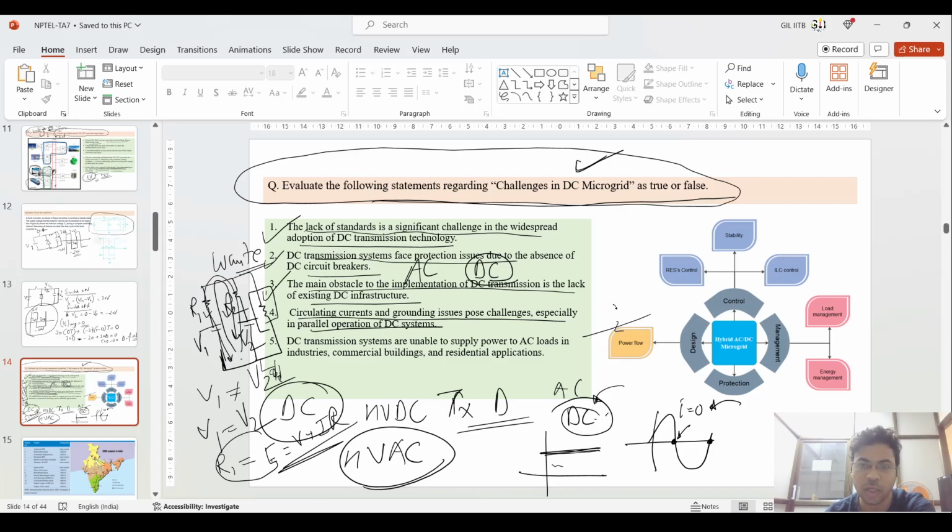You can also use the earth for making this DC distribution system. For this kind of conductor, you need a negative wire to take the reverse current back. So this current will also flow through the earth. That is also some kind of challenge.